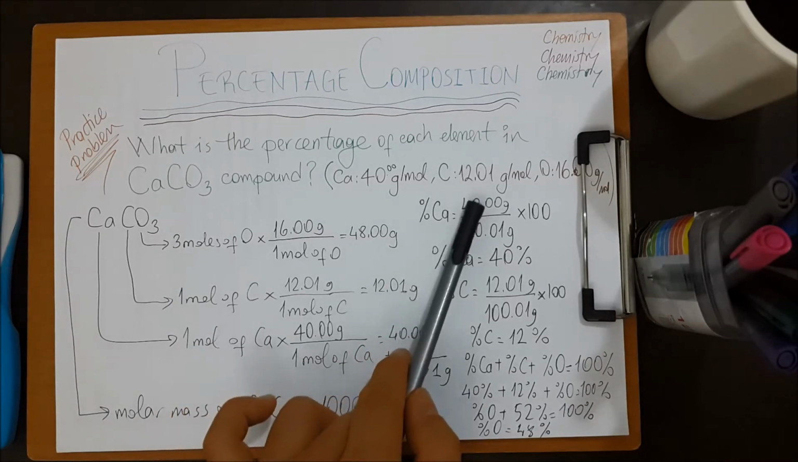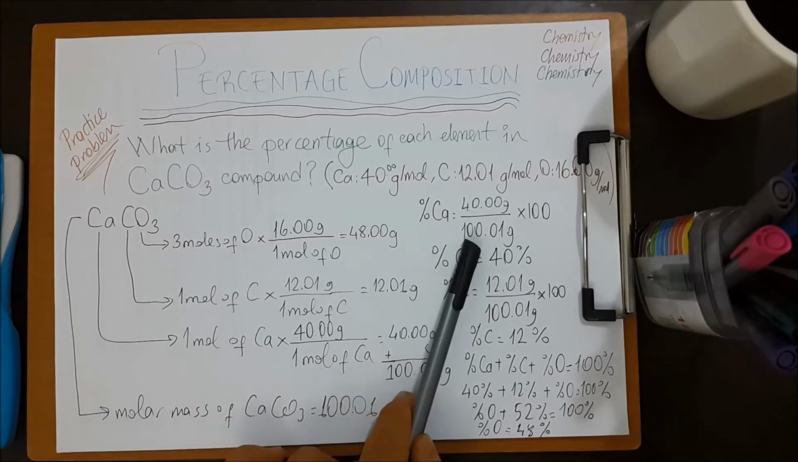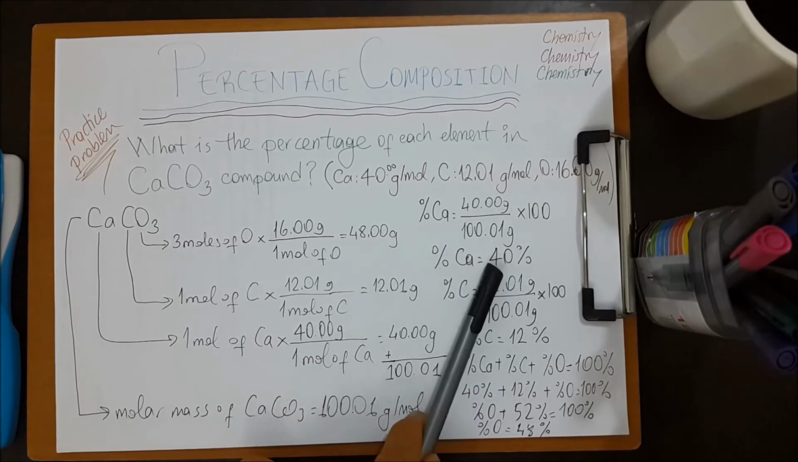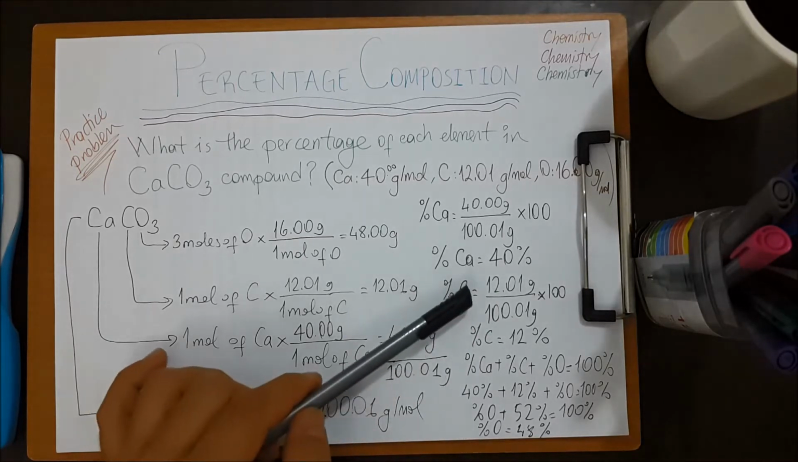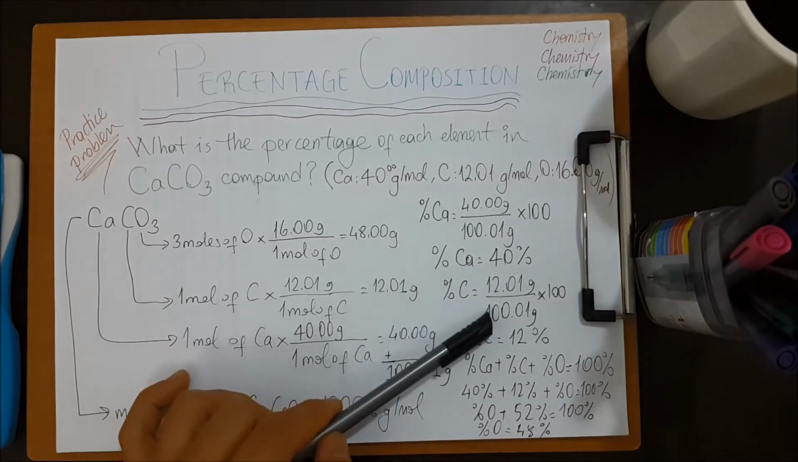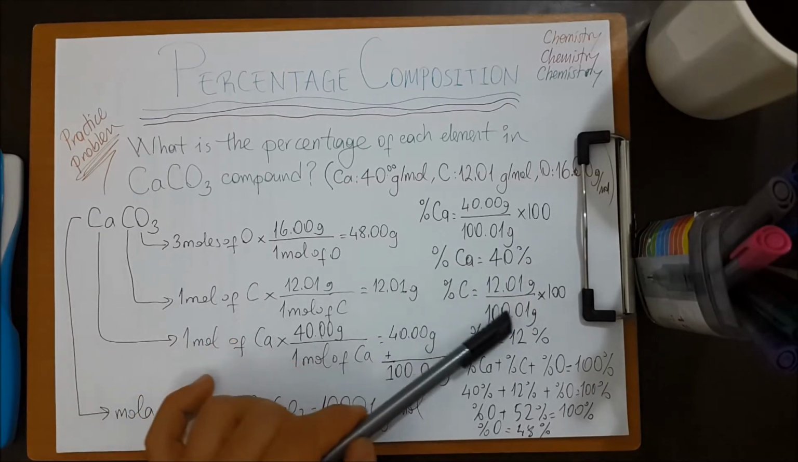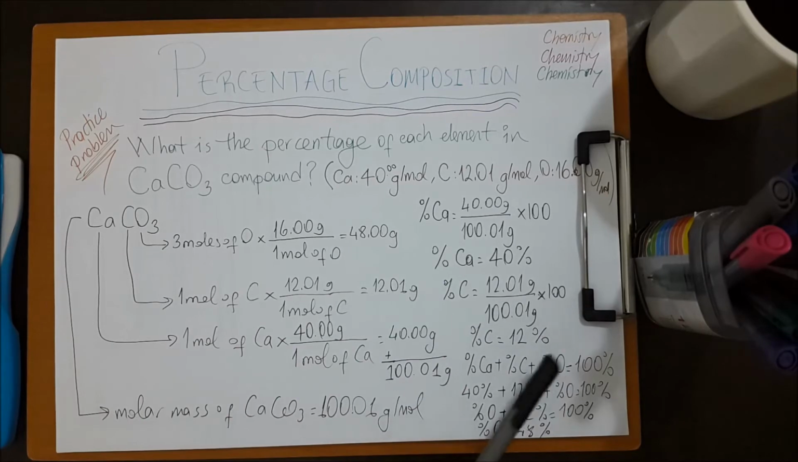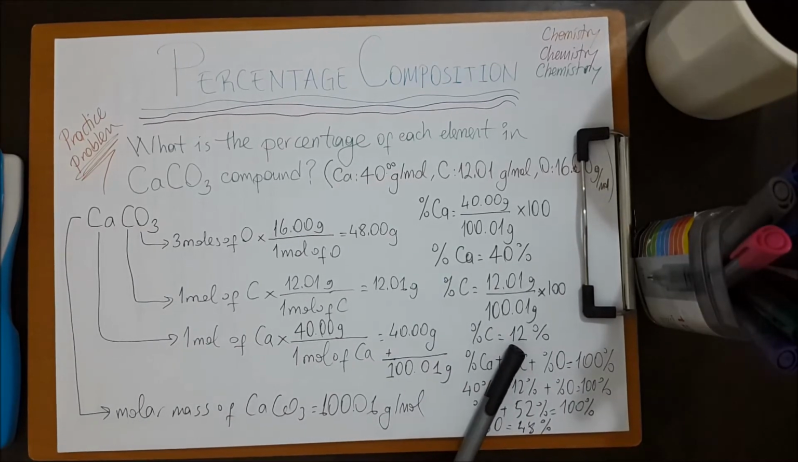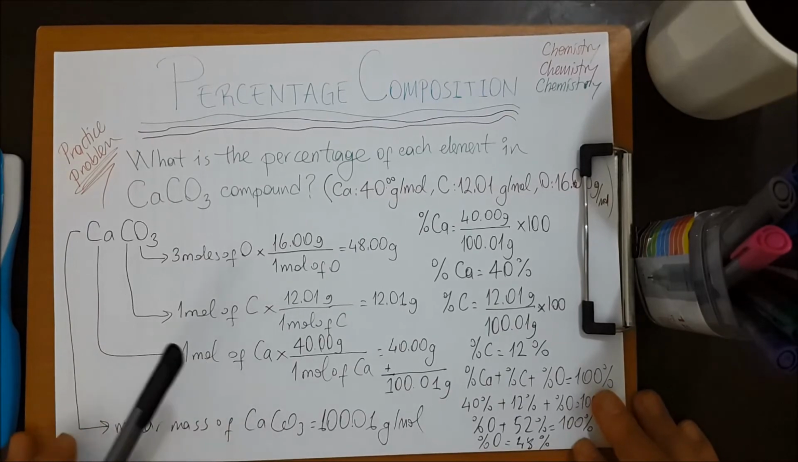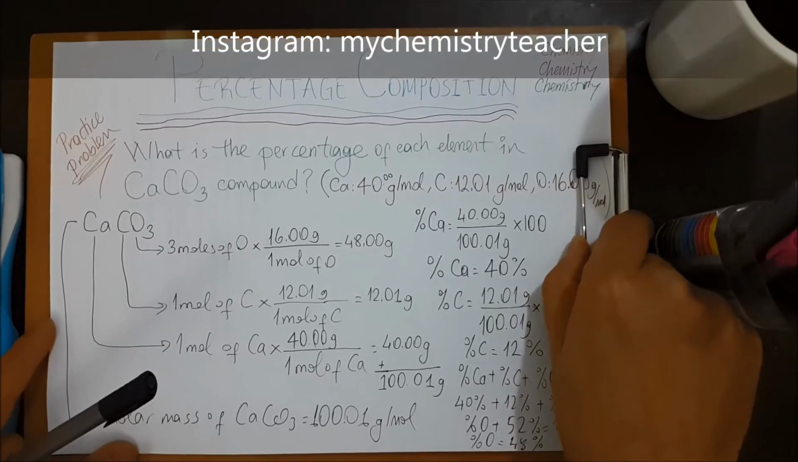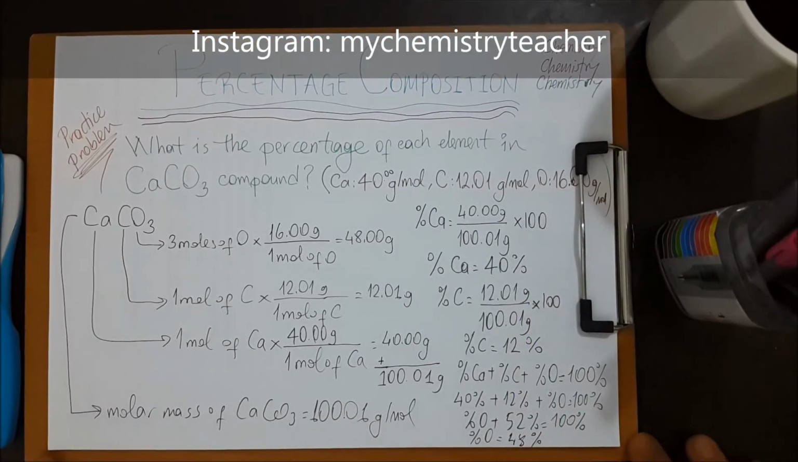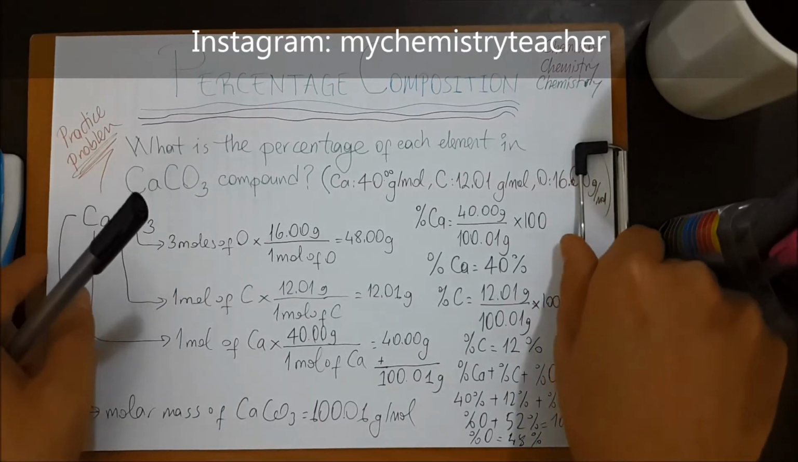40 grams of calcium we have in 100 grams of compound times 100 will give us the percentage of calcium by mass. And for carbon, I have 12.01 grams of carbon in 100.0 grams of compound. You will divide them and multiply by 100 to get the mass percentage of carbon. If you sum percentages of calcium and carbon, then subtract the summation from 100, you will get the mass percentage of oxygen. It makes 48%. I'm so sorry. Okay, let's go on with the new question.